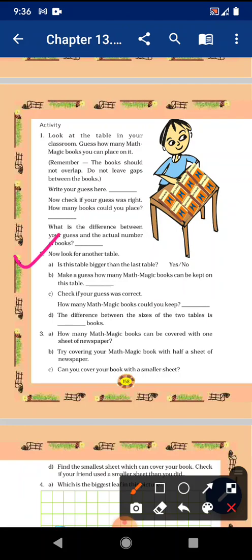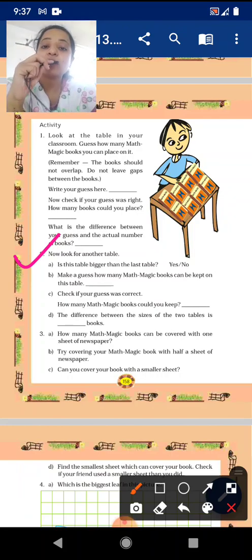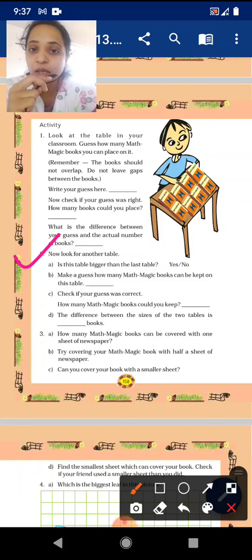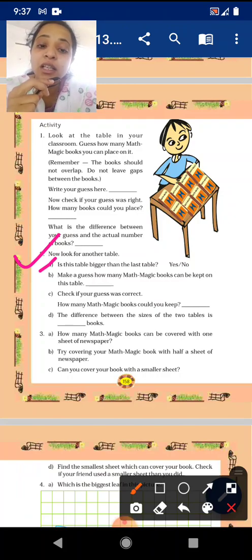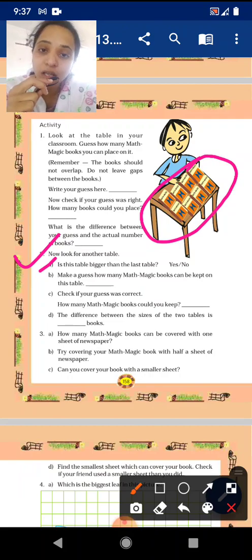Number 2, now look for another table. See what they are telling: first of all we place the books on one table, then take the same books and place them on another table. So you will come to know whether the second table is smaller than the first one or bigger than the first one. Okay, let's start the A1. Is that table bigger than the last table? See, I'll take all these books with me and place them on the other table.